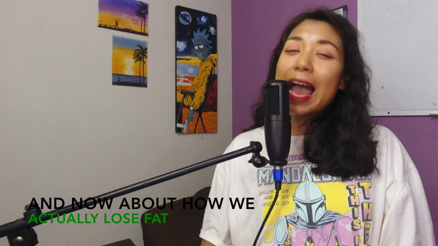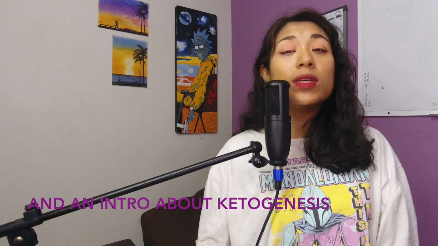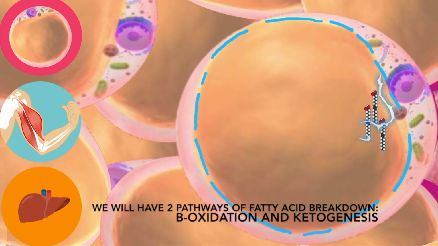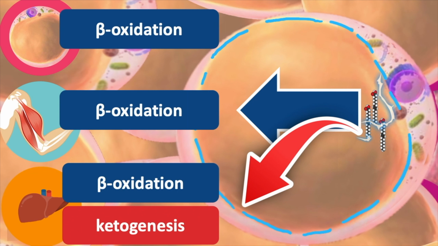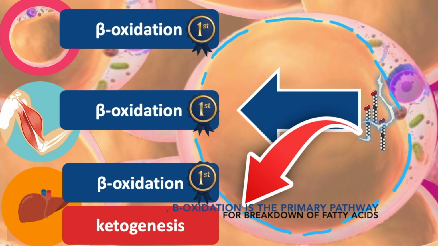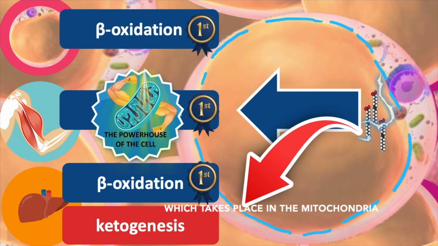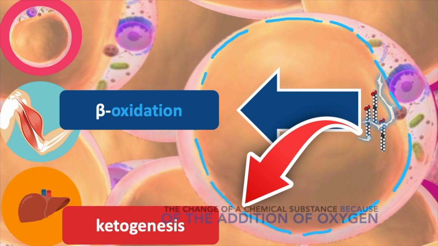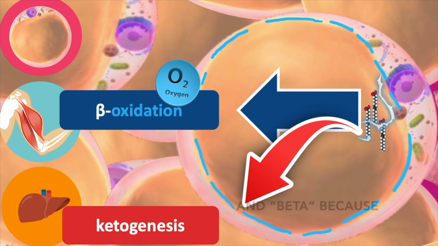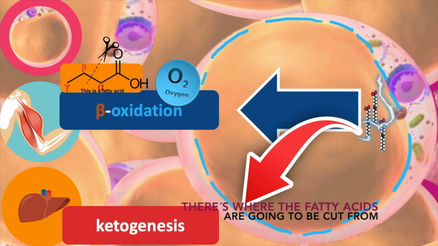And now about how we actually lose fat and an introduction about ketogenesis. We will have 2 pathways of fatty acid breakdown: beta oxidation and ketogenesis. Beta oxidation is the primary pathway for breakdown of fatty acids, which take place in the mitochondria, in liver, muscle, and fat tissue. Oxidation meaning the change of a chemical substance because of the addition of oxygen. And beta because there's where the fatty acids are going to be cut from.